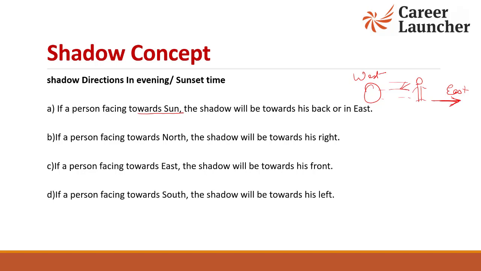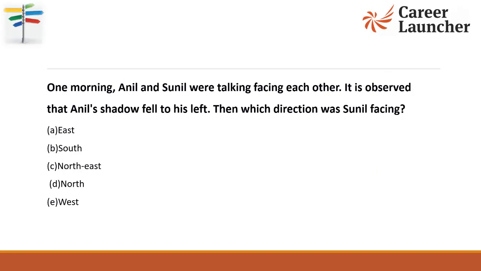If the person is facing towards north, the shadow will be towards right in the evening time. Similarly, if the person is facing towards east, the shadow will be in his front. So sun, that person, now that person is facing this side, this is the sunlight, the shadow will be in his front. If the person is facing towards south, then the shadow will be towards his left. These are the few things that you need to keep in mind while solving shadow questions. So we have a question.